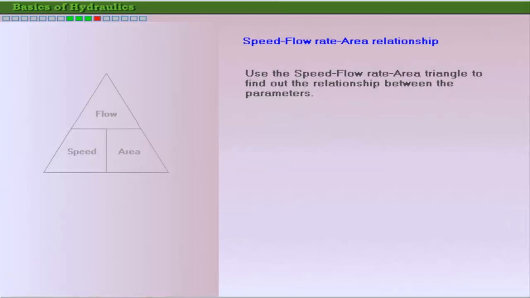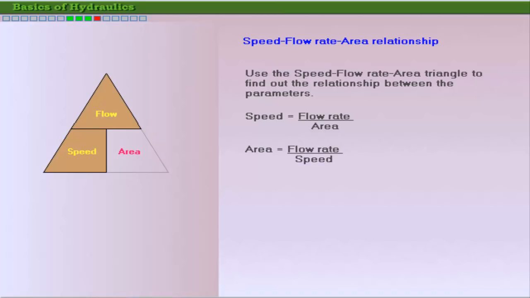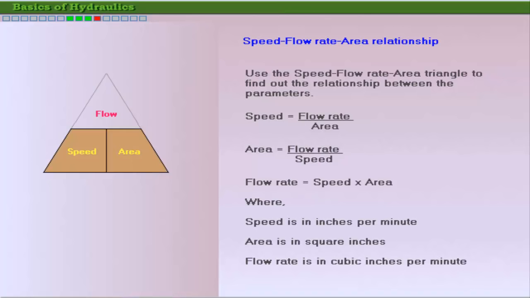The relationship between speed of an actuator, flow rate, and cylinder area can be understood by using the triangle shown in the figure. When actuator speed is unknown, it is calculated as flow rate divided by cylinder area. When cylinder area is not known, it is calculated as flow rate divided by actuator speed. When flow rate is not known, it is calculated as actuator speed times cylinder area.